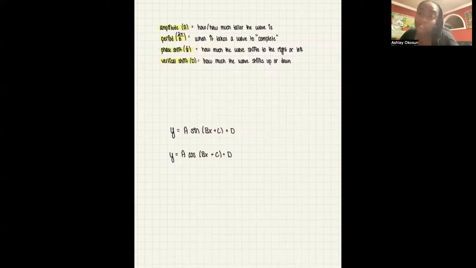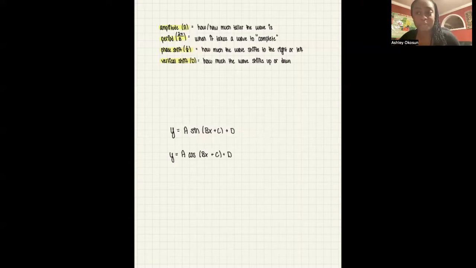And then vertical shift is nice and easy like amplitude, where it is d. You can directly pluck this out, and this is how much your wave goes up or down from the parent function. So the two equations here are just your basic setup for your sine and your cosine equations. This is super important to memorize and remember so you can apply it for future problems.